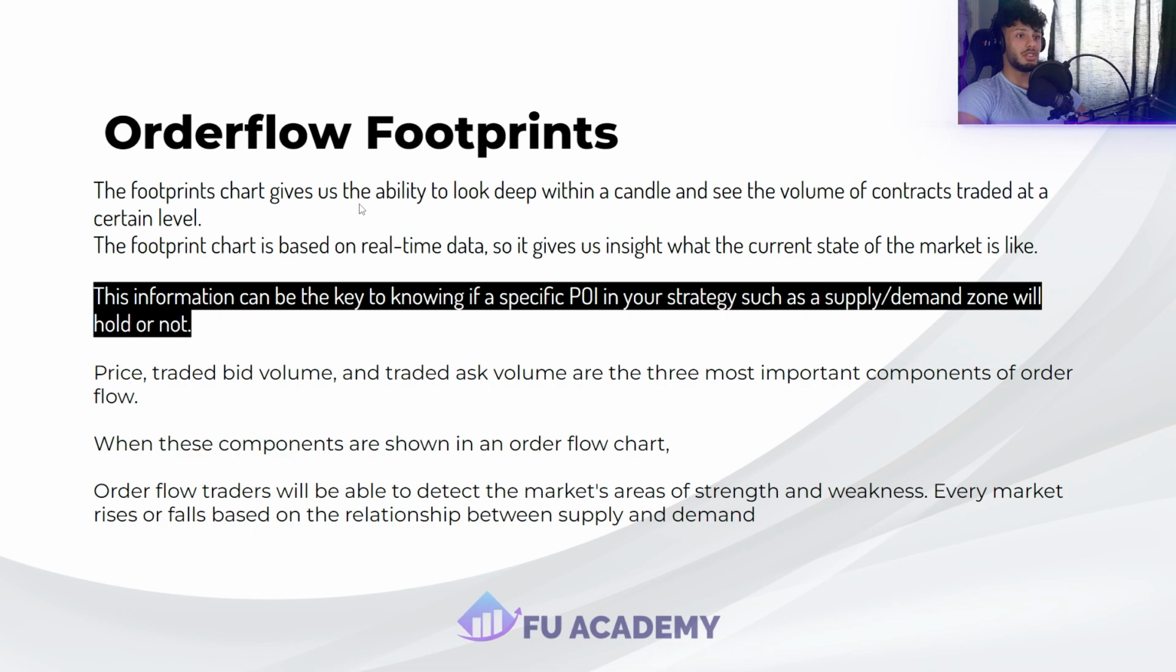Essentially, what the Orderflow footprint chart gives us is the ability to look deep within a candle and see the volume of contracts traded at a certain level. The footprint chart is based on real-time data, so it gives us insight into what the current state of the market is like. Price traded, bid volume, and ask volume are the three most important components of Orderflow. When these components are shown in an Orderflow chart, Orderflow traders are able to detect the market's areas of strength and weakness. Every market rises or falls based on the relationship between supply and demand. So to explain this in a very basic manner.